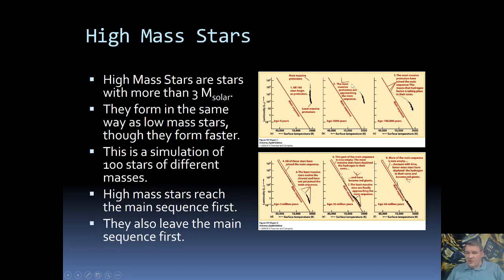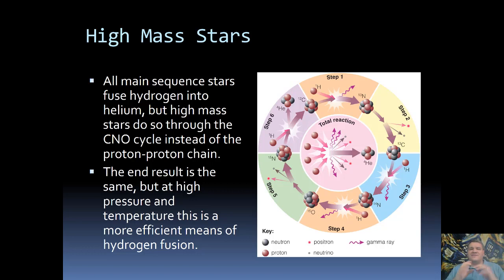Well, as the simulation goes, notice that the high mass stars are the ones to reach over to the main sequence first. And then over time, the lower mass stars reach the main sequence, and about the time that the lowest mass stars are finally on the main sequence, the highest mass stars have actually begun to die out. What this tells us is that high mass stars form quickly, but they also die quickly. High mass stars do everything fast. Alright, so we have our high mass star on the main sequence.